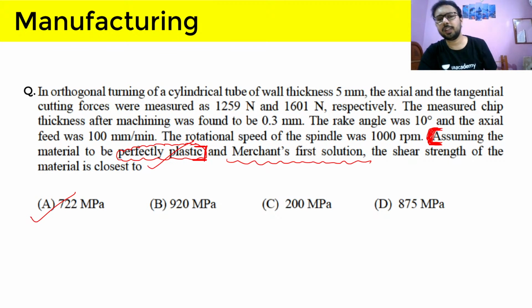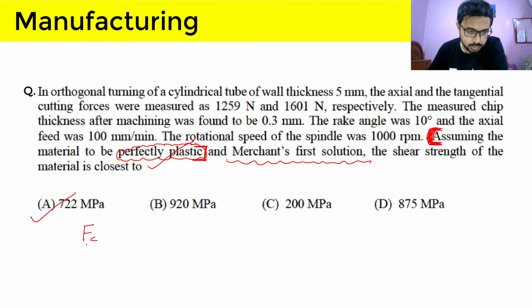And after that we can just find R, which is the chip thickness ratio, t by tc, and we can use that to calculate the shear angle. And also I have discussed this formula, which I am writing again because this formula has a lot of importance. So Ft, that is thrust force by cutting force, is equal to tan of (beta minus alpha). So this you have to remember.